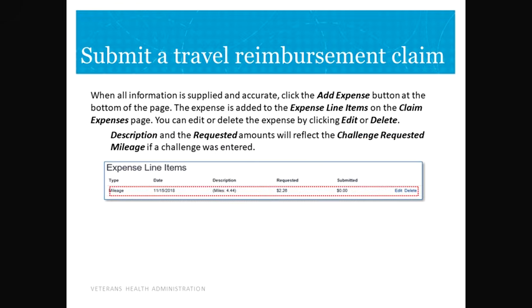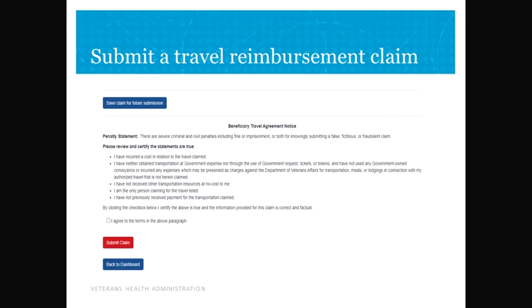You will then see the line added to the claim expense page. If this is the only expense that you have to claim, you can scroll down to the bottom of the page to submit the claim. At this point, you can either save your claim for future submission, or once you agree to the terms by clicking the box next to I agree to the terms above paragraph, the Submit Claim button will turn green, and you can submit your claim to the beneficiary office for payment.